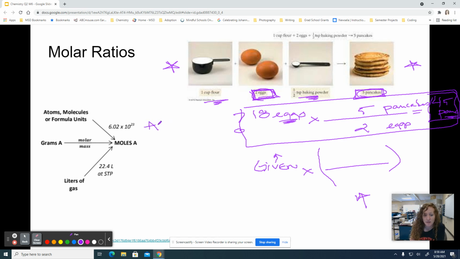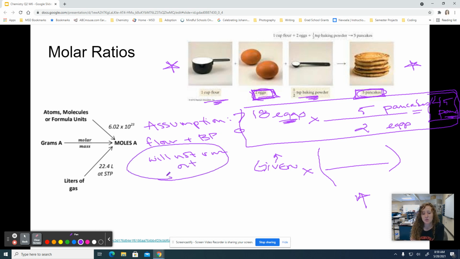So along with this comes an assumption. Flour plus baking powder, or whatever your other reactants are, will not run out. You have as much of that as you need. So you don't have to pay attention to how many pancakes you can make from the flour and the baking powder, because eggs is the first thing that's going to run out.